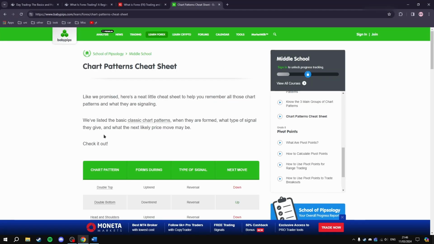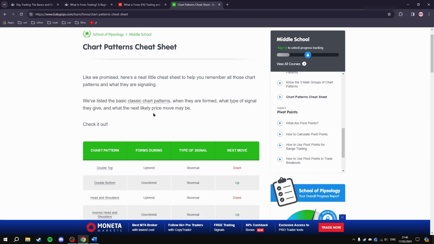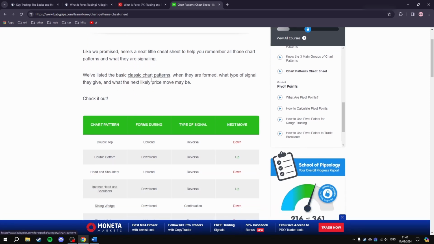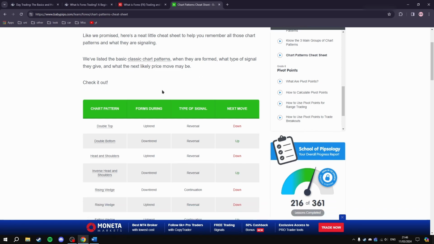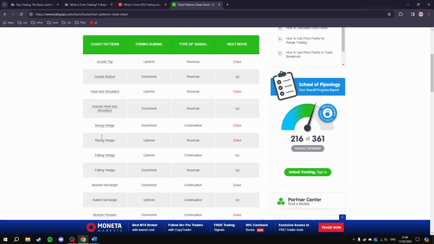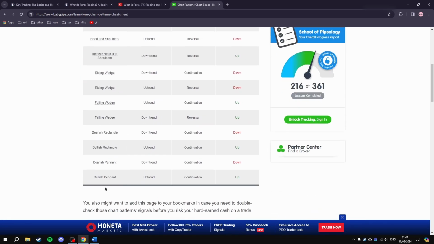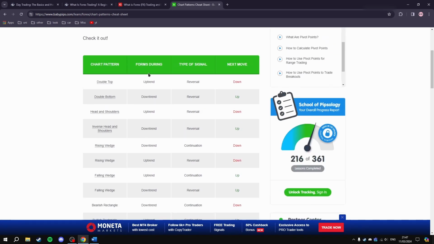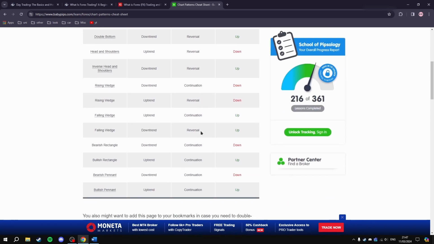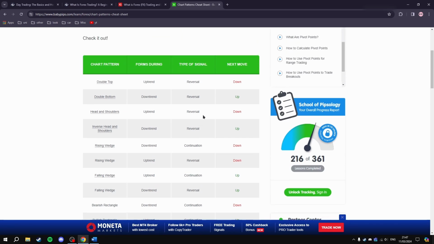11/03/2024. Like we promised, here's a neat little cheat sheet to help you remember all those chart patterns and what they are signaling. We've listed the basic classic chart patterns, when they are formed, what type of signal they give, and what the next likely price move may be. Check it out. Okay, so here's all the chart patterns we've done. Forms during whatever trend it is at, type of signal, reversal or continuation, and the next move, whether it's going to be down or up.